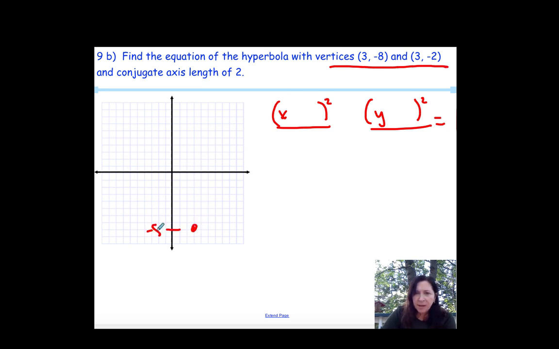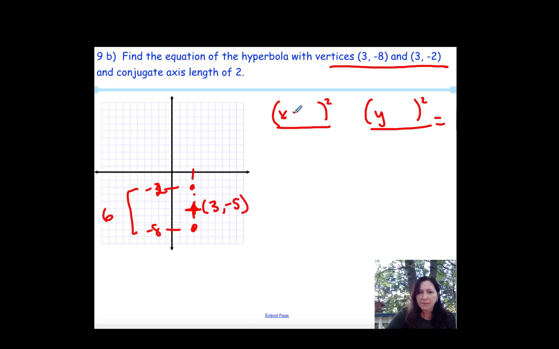So here's -8 again, and this is at (3, -2). So this distance from here to here is 6. From -2 to -8 is 6, which means that if I count down 1, 2, 3, that's the center. That's where my center is. So that being my center, where is that? That's going to be at 3, -2, and another 3, which is -5. So my center is at (3, -5).